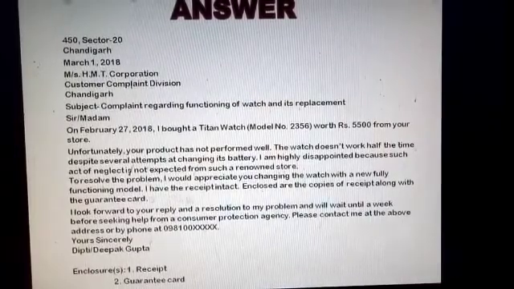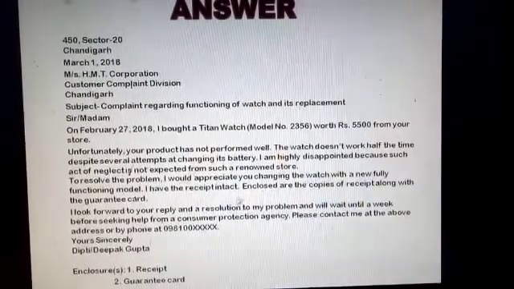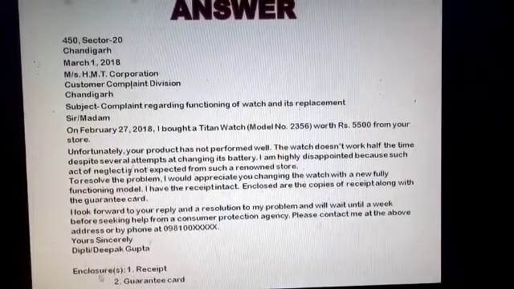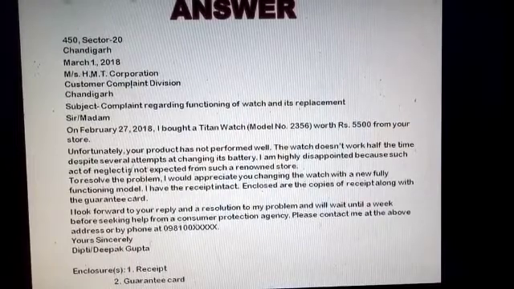I have the receipt intact. Enclosed are the copies of receipt along with the guarantee card. So what have you enclosed? That should be mentioned here, and it should also be mentioned towards the end of this letter. Now the third is, I look forward to your reply and its resolution to my problem and will wait until a week before seeking help from a customer protection agency. Please contact me at the above address or by phone at so and so.